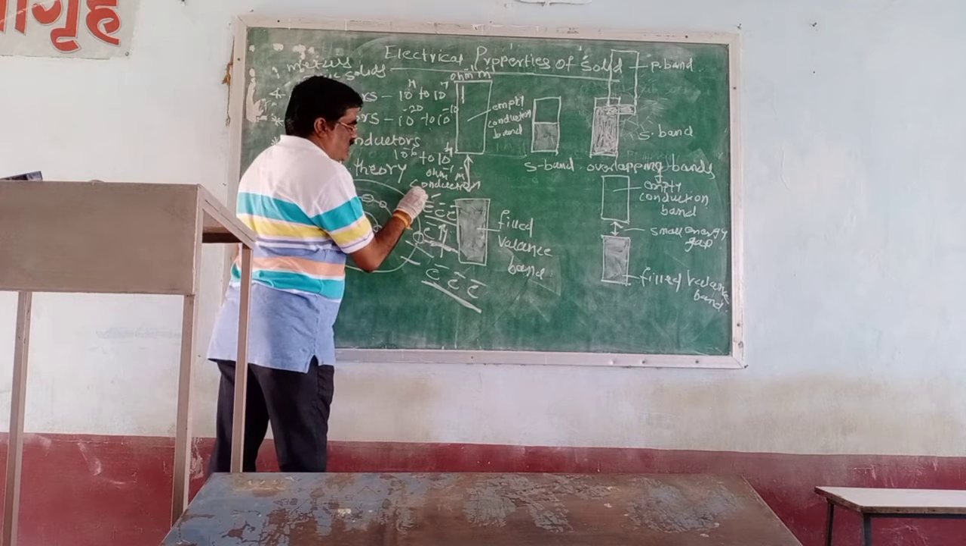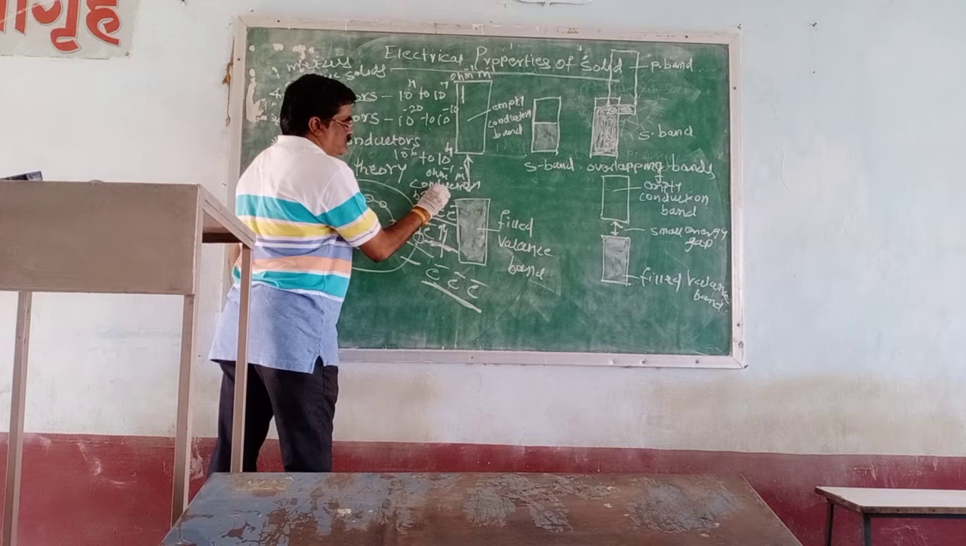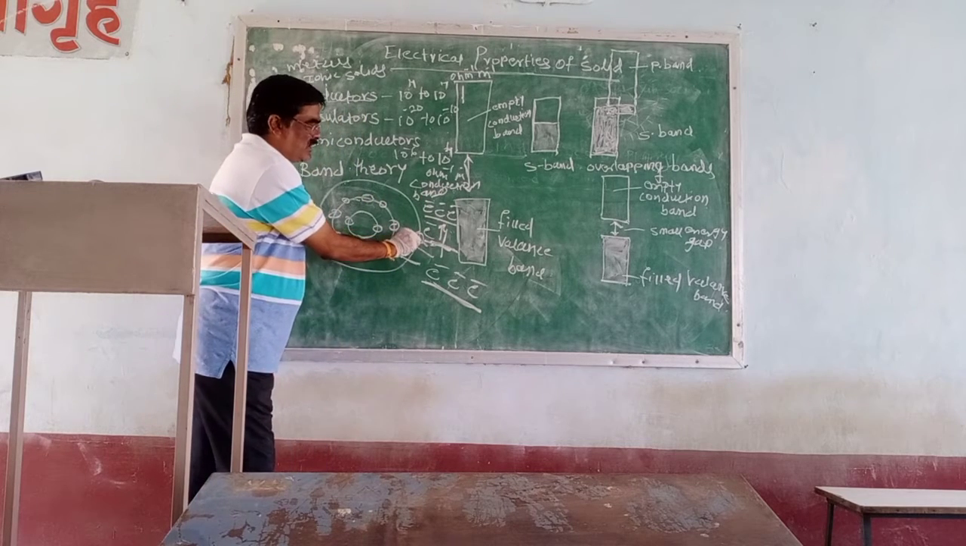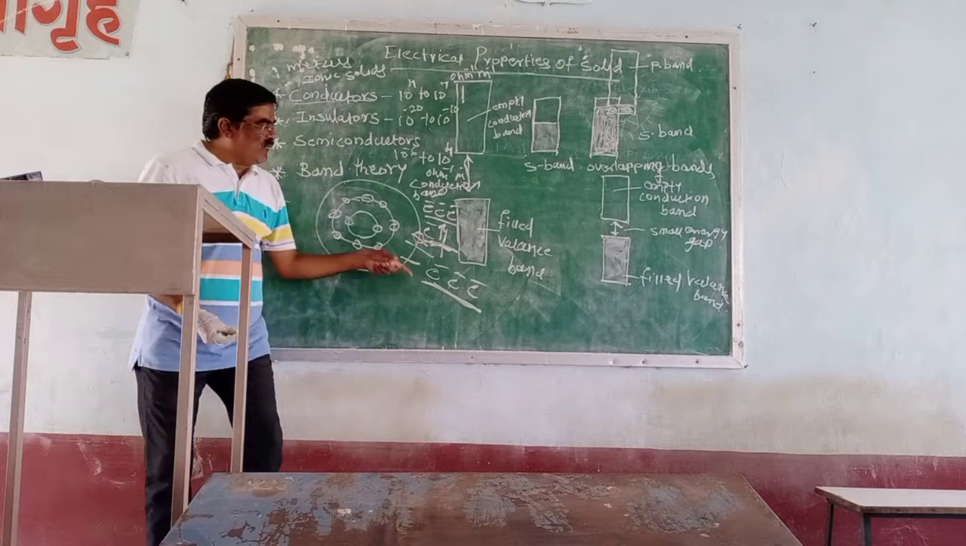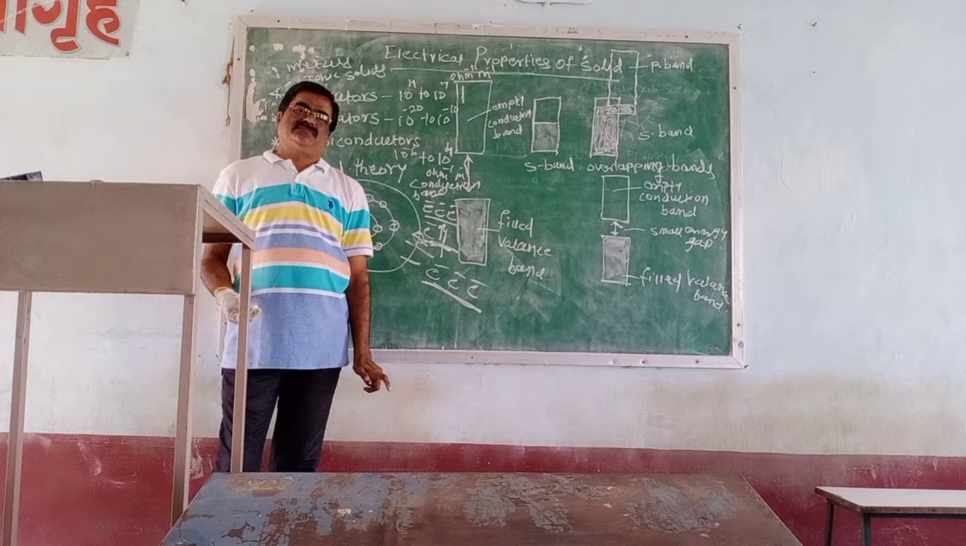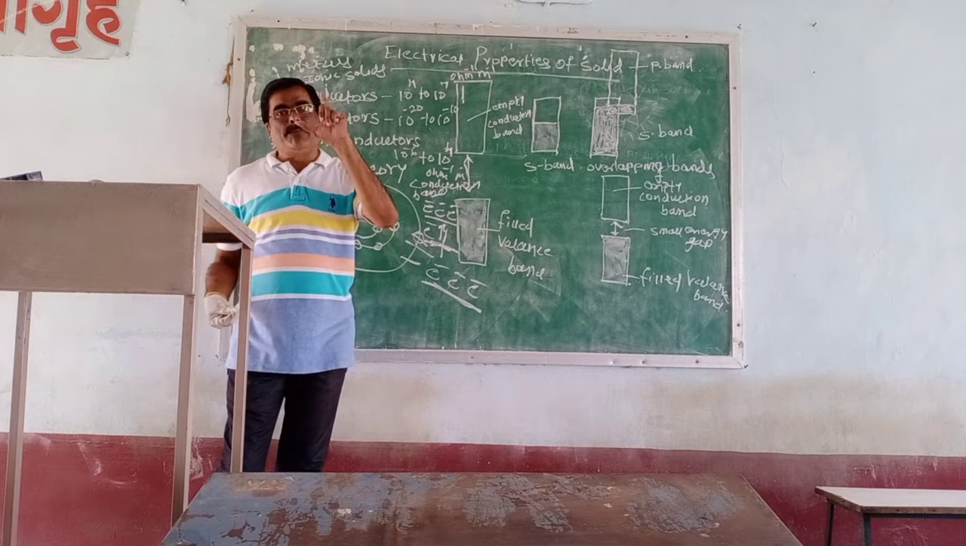This is conduction band. This is valence band. And the gap between the conduction band and valence band is called as the band gap.